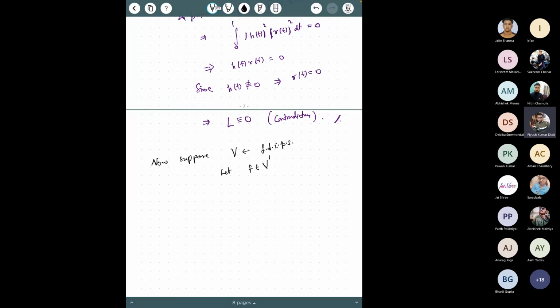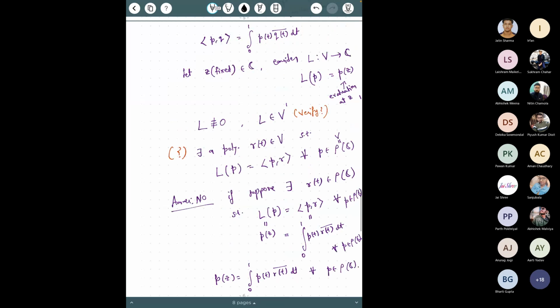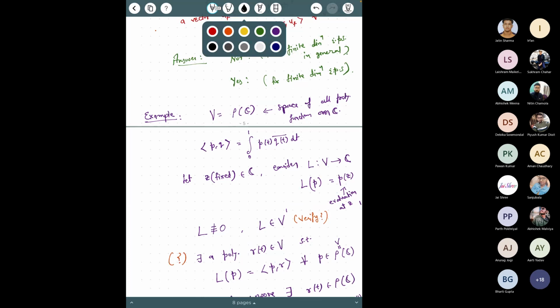No, listen. L is a function from V to C. V is the space of all polynomials. Now, if I'm saying that this function is 0, that means its value is 0 at every point. Now, if I take this Z, this should be true for all P, so that means P of Z should be 0 for all P. So see, L is 0 means what?